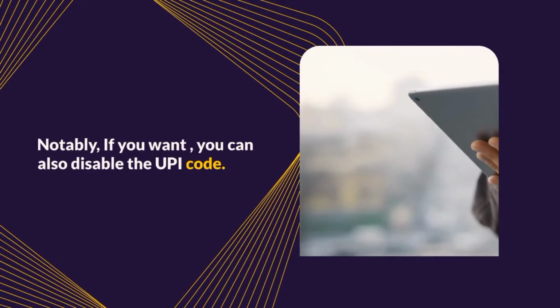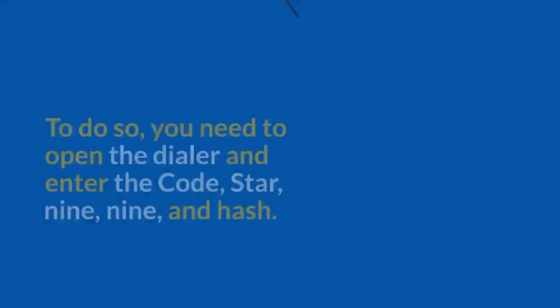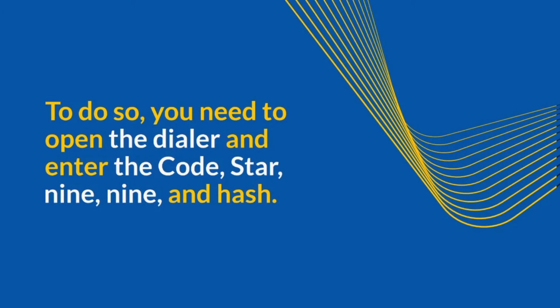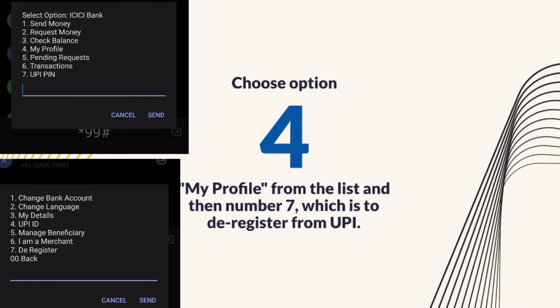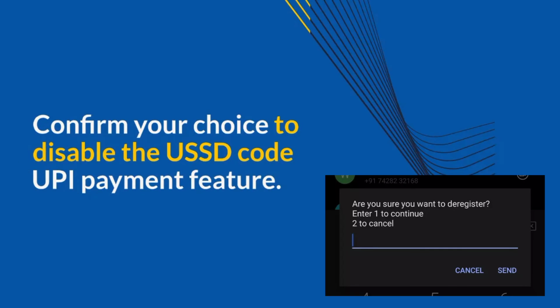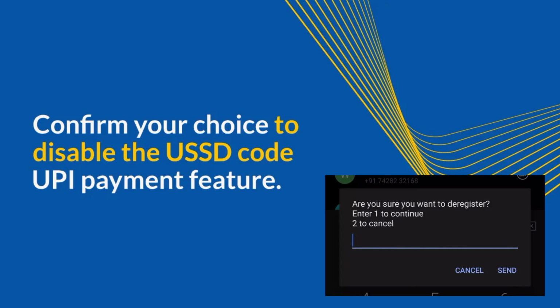Notably, if you want, you can also disable the UPI code. To do so, you need to open the dialer and enter the code *99#. Choose option 4, My Profile, from the list, and then number 7, which is to deregister from UPI. Confirm your choice to disable the USSD code UPI payment feature.